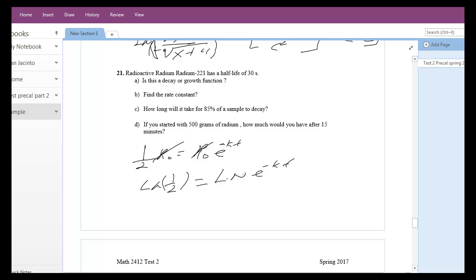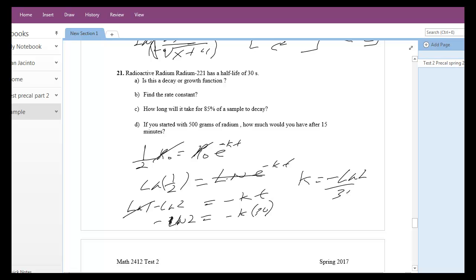What does the ln do to that e? They kill each other. This becomes ln of 1 minus ln of 2. That becomes minus kt. The ln of 1 goes to 0, so minus ln of 2 equals minus k, and my time was 30. So my k turned out to be, sorry, minus ln 2 over 30.